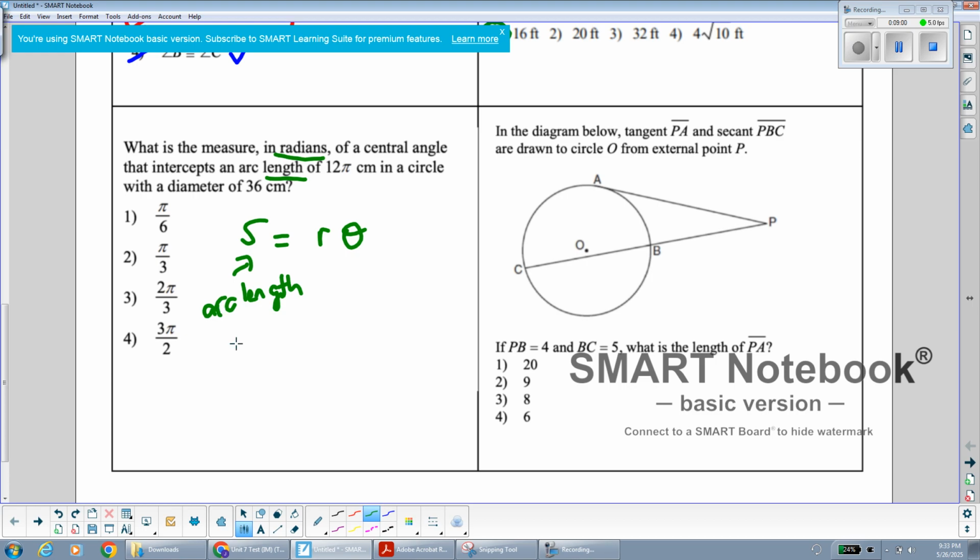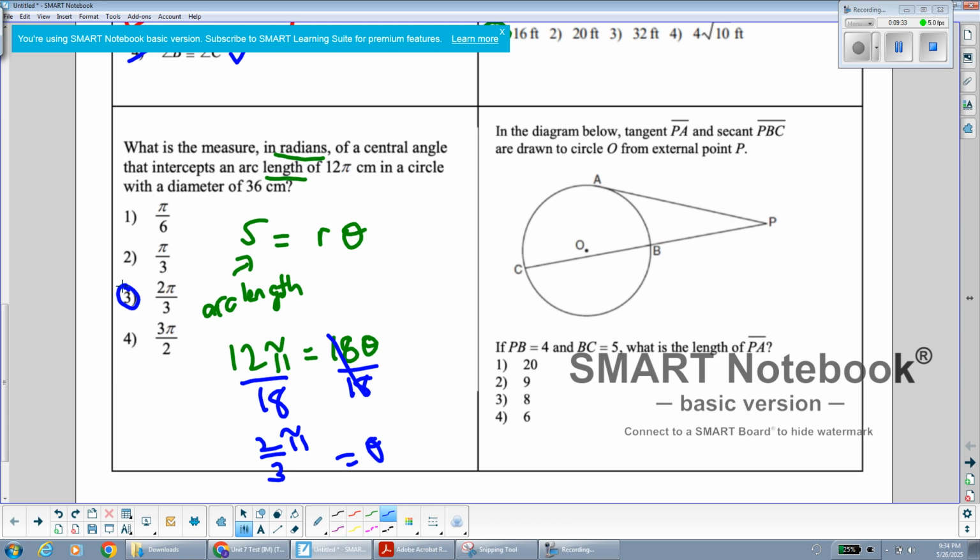So it tells us that the arc length is 12 pi. The diameter is 36, so that means the radius is 18, and we are looking for theta. So all I have to do is just divide both sides by 18 to get theta by itself. And 12 over 18 reduces to 2/3. So the answer is 2/3 pi, or 2 pi over 3.